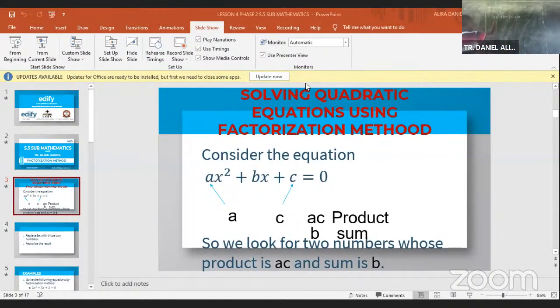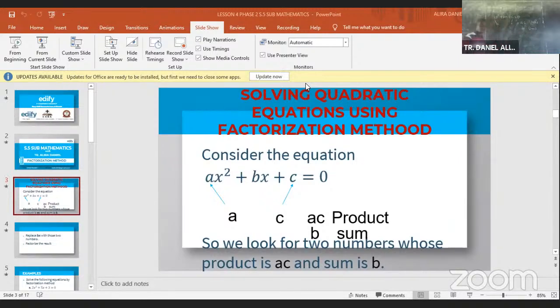One, we first get a times c, which is going to be ac. The coefficient of x squared times the constant, we call it ac. In all cases, I call this the product. Then after getting that, we get our b also, I put it here. My b is there, I call this the sum.